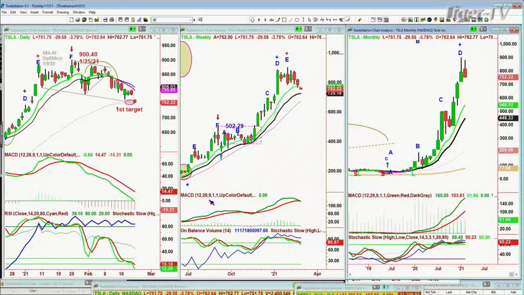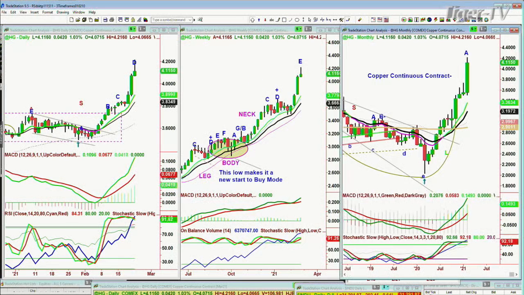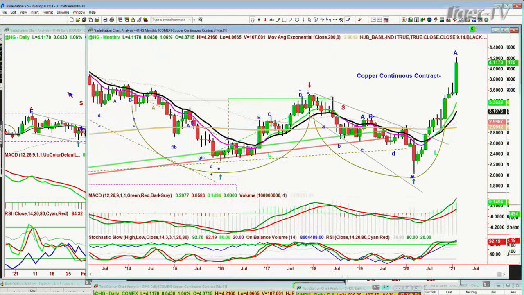So the question, let me just do high-grade copper. High-grade copper has made a new recovery high. This is unbelievable. Look, leg D in the daily chart, leg E in the weekly, and only a leg A. Copper has gone from $2 back in 2020 to over a double. This is copper. And this is one of the reasons why I say if you look internationally, we're looking at something very different here.